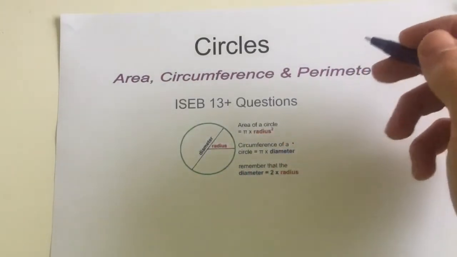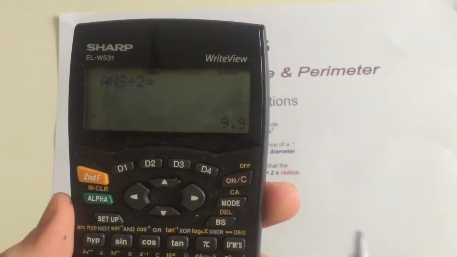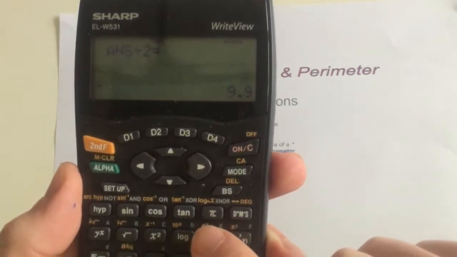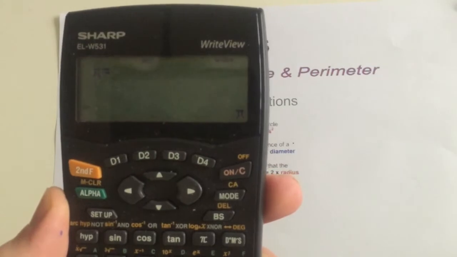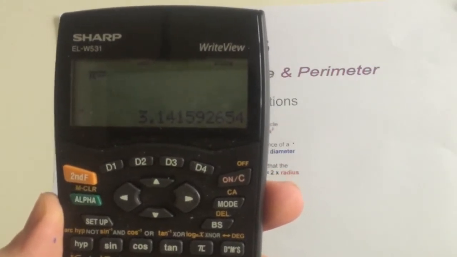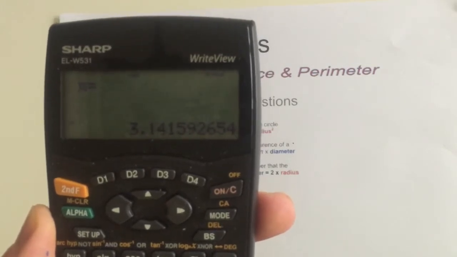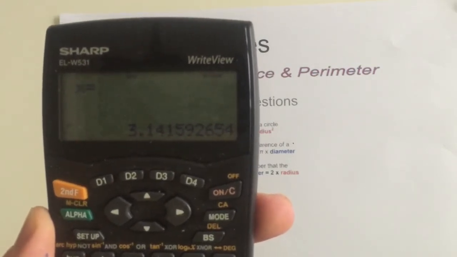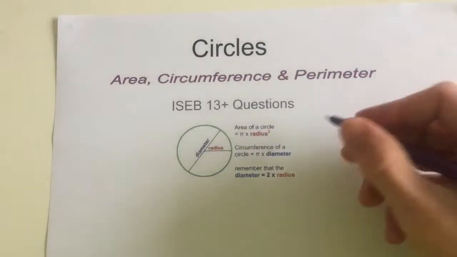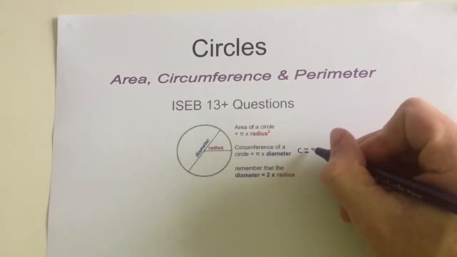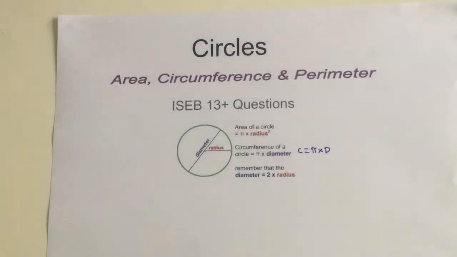And pi is roughly 3. And this pi symbol can be found on your calculator. On the Sharp ones, it's just there, a button like that. If I press equals, you can see that it is roughly 3.141592654, and it goes on indefinitely. And so they worked out that the circumference equals pi times the diameter, exactly.